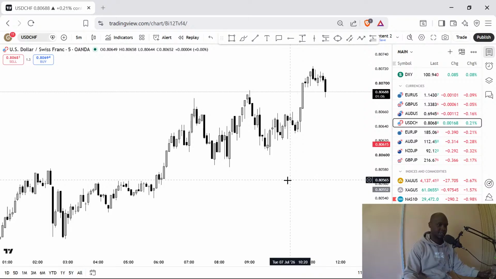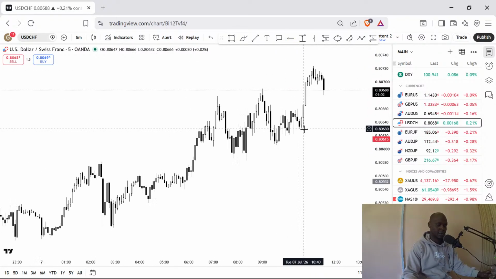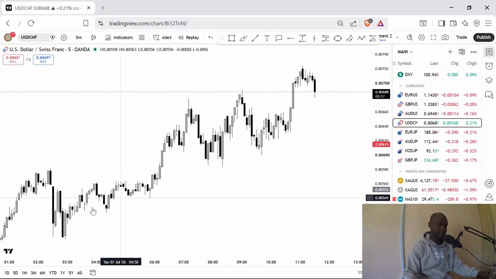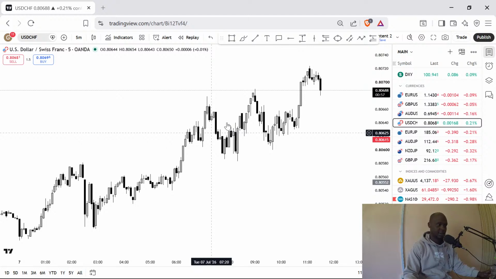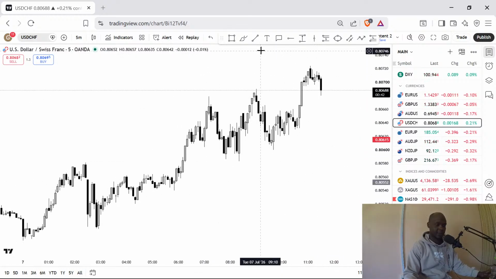On USD CHF, I'll be looking to see if we can get reversals. We've been pushing upwards for quite a while, but it's not an ideal uptrending market where I could have taken entries. And since we've been trending upwards for quite a while, right about now I'll be looking to see if we can get strong selling pressure.